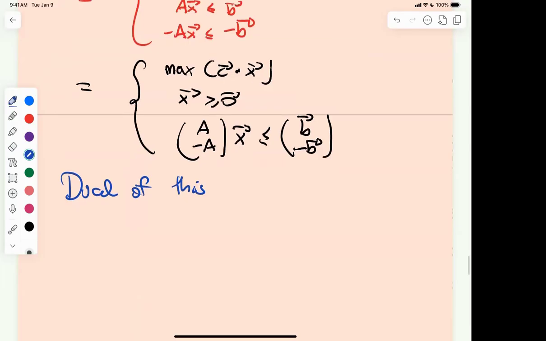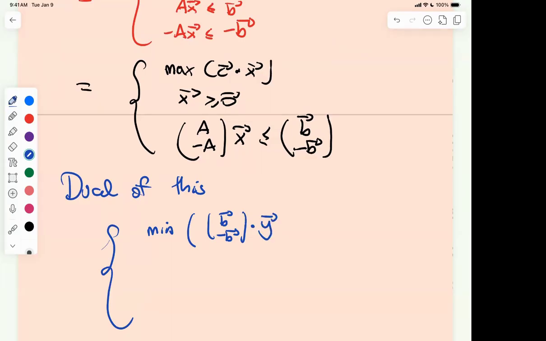Okay. So what would be the dual of this? It would be, again, the max becomes a min, right? Instead of putting the vector c, you have to put the vector of constants, right? But in this particular case this vector has a particular shape, where it's b, negative b. So I'll write it like that. And then you would have to do the dot product with y, right?